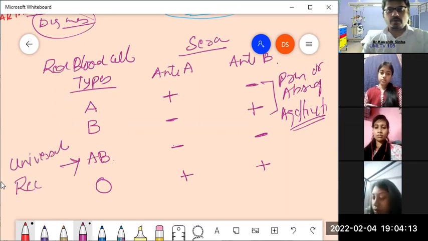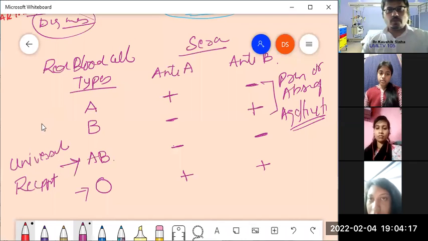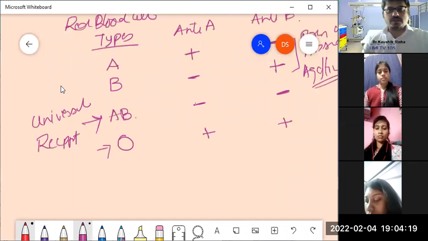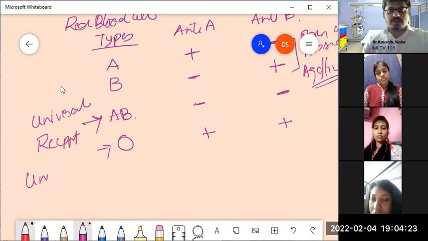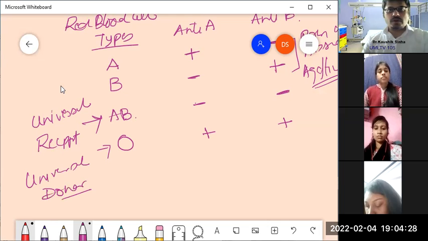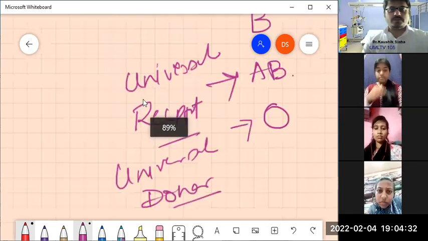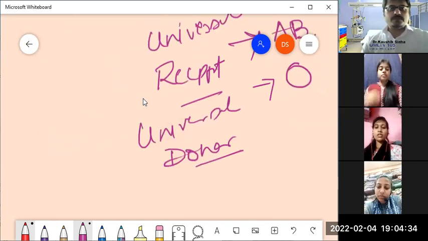So that means what? AB can be considered as the universal recipient blood. Now, what is the concept of a recipient? That concept comes with the concept of blood transfusion. And accordingly, the O blood group represents the universal donor. Now, what is the concept of a recipient and a donor? See, sir, recipient means one who can receive. Exactly so.